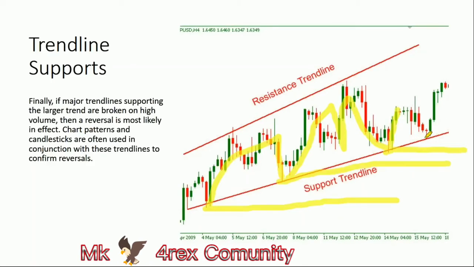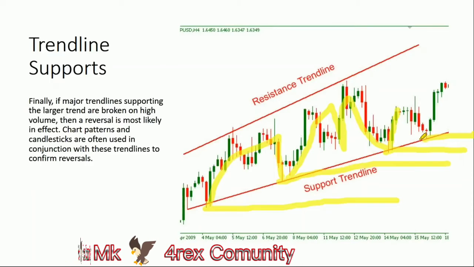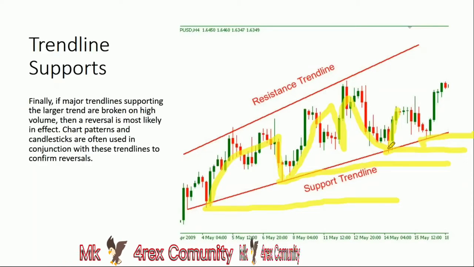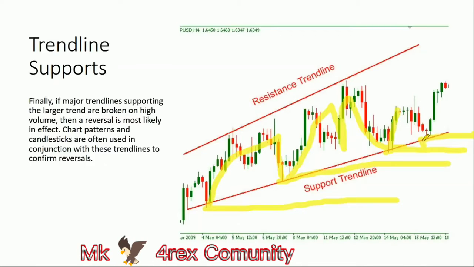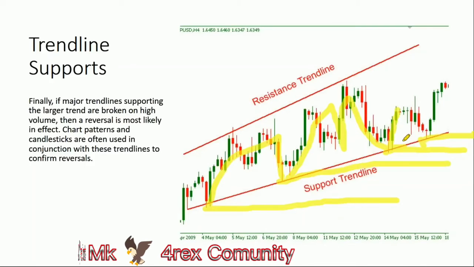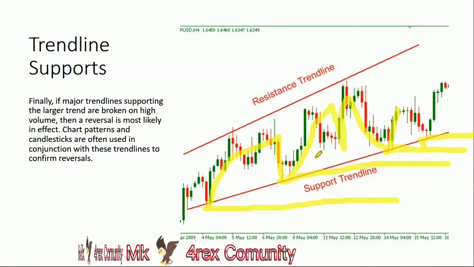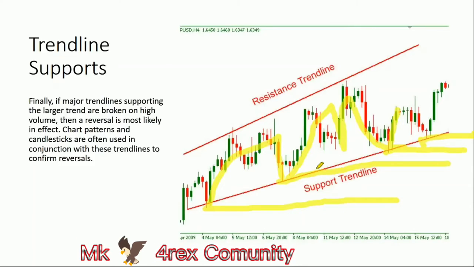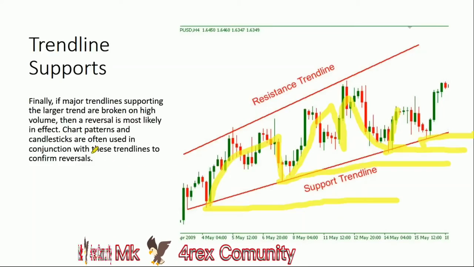At no point in the future can it break below that low, because in order to get lower than the previous low, it has to break the trend line. So that means that that trend is over. So therefore, you know you've moved to a reversal. Chart patterns and candlesticks are often used in conjunction with these trend lines to confirm reversals.